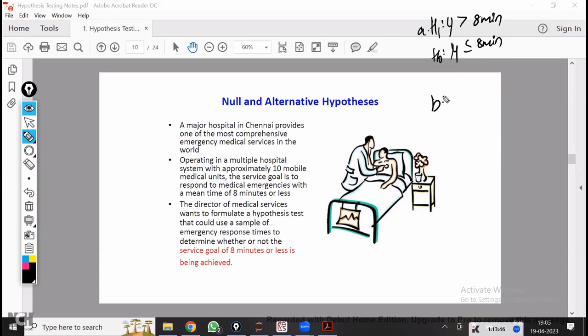Now, the last one. Still, anyone? Anyone with the correct answer, please? Mu is less than 8 minutes means action will be taken, which means this is your alternate hypothesis. Null is mu greater than or equal to 8 minutes, which means you'll take no action. Okay. Anyone? Still anyone with the correct answer, please?